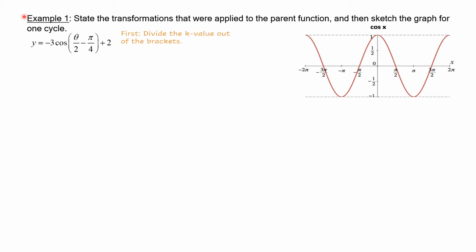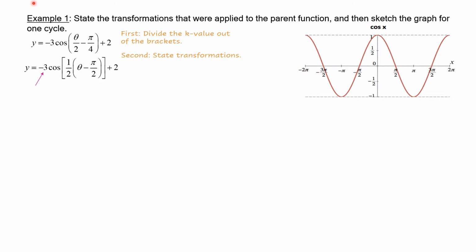But first, we have to divide the k value out of the brackets. You can change theta to an x if you want to. That sometimes makes it easier to see how to isolate x. So our k value is a 1/2, and now our x or our theta, our independent variable, is isolated there. So now that that's done, we can state the transformations. And transformations can be done from left to right. That will follow a proper order of transformations.